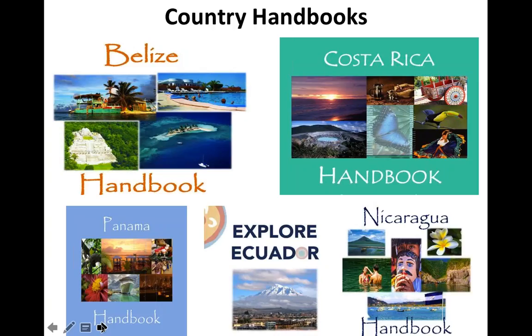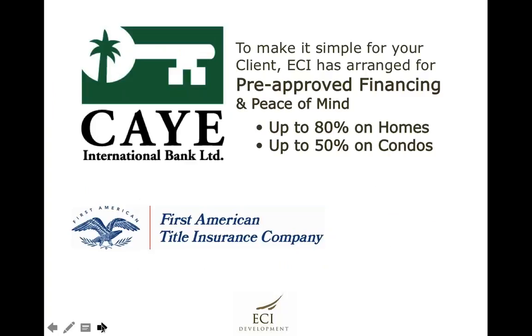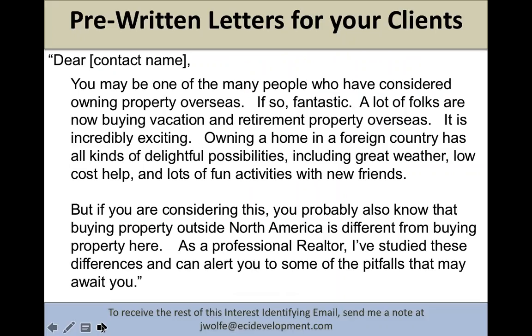So when you look at country handbooks, we have all sorts of tools: pre-approved financing, pre-written letters, sales materials, seminar support. A little bit more information on our pre-approved financing: up to 80% on homes, 50% on condos. And I know you guys are concerned about titling, so we do have First American title insurance on our properties. And here's an example of a pre-written letter. And if you'd like to receive more of this, just send me a note. I'd be happy to send it along to you.